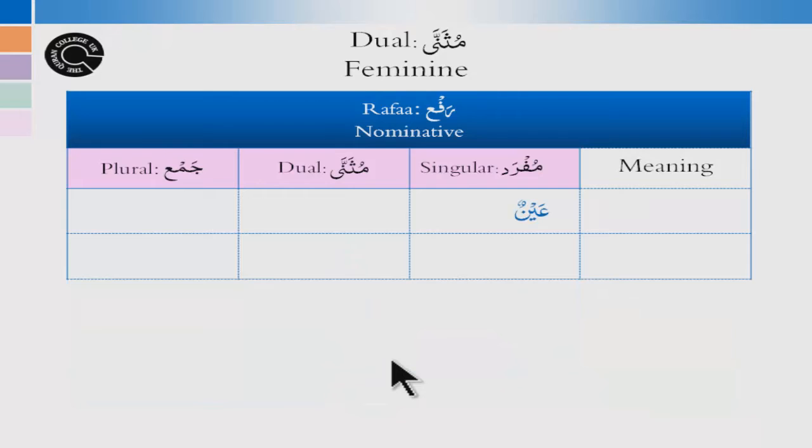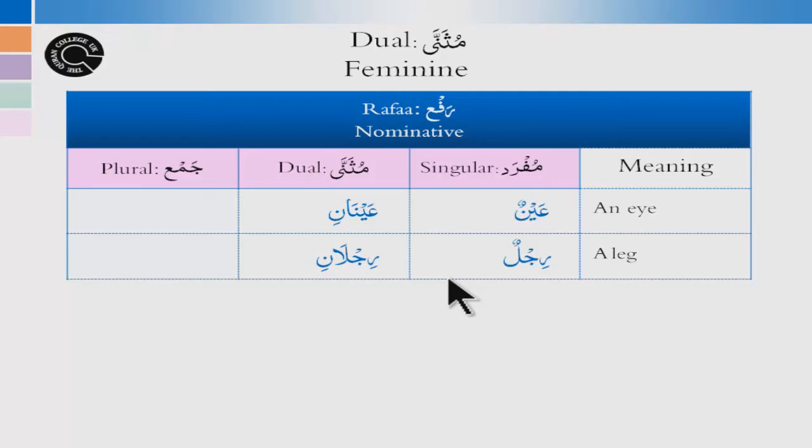Now another one, that would be ainun. You talk about a single eye. When you talk about two eyes, that would be then ainun, aina, and ainani. That would be ainani. And lastly, rijulun, a single leg. When you talk about the two legs, that would be rijulun, and rijla, and then rijlani.